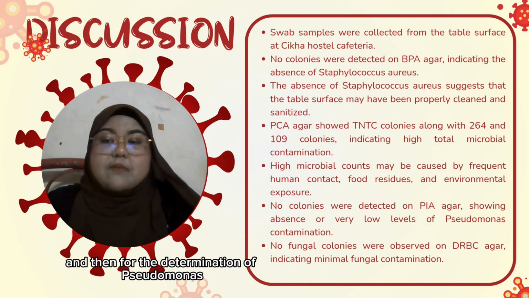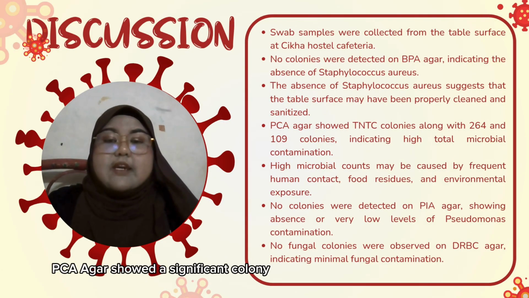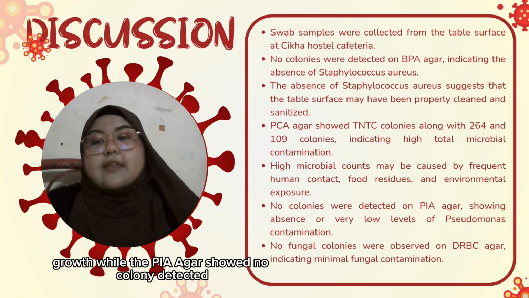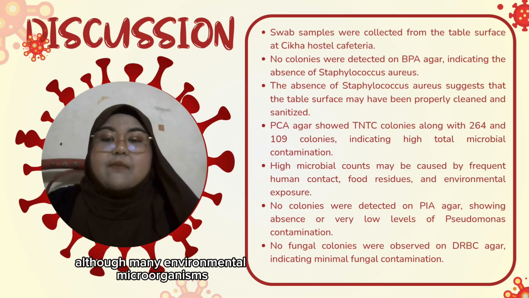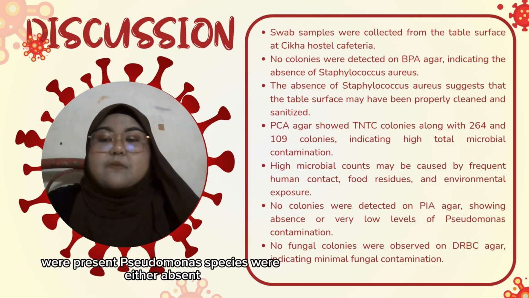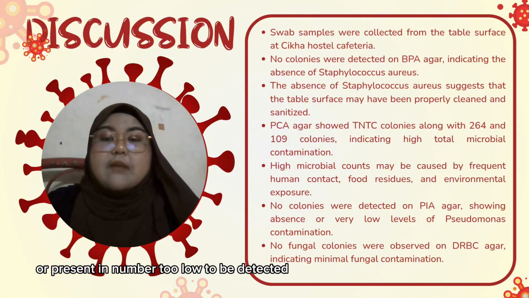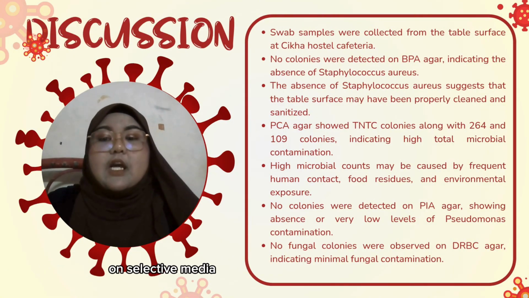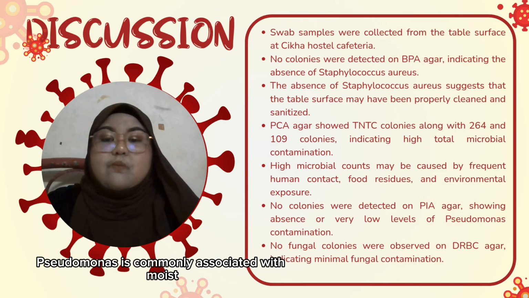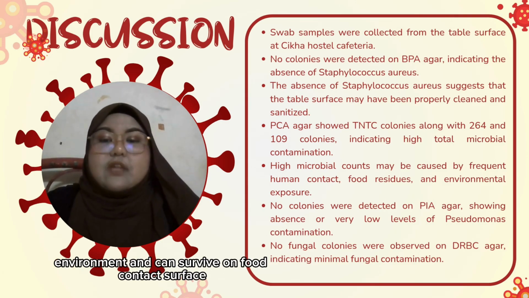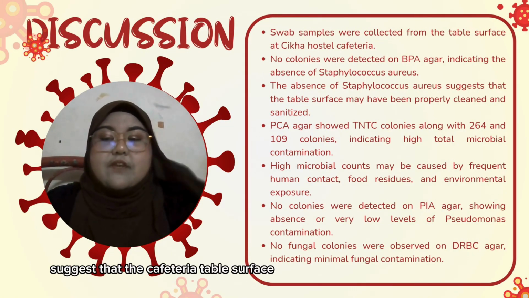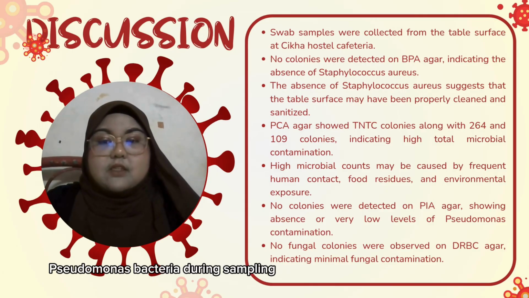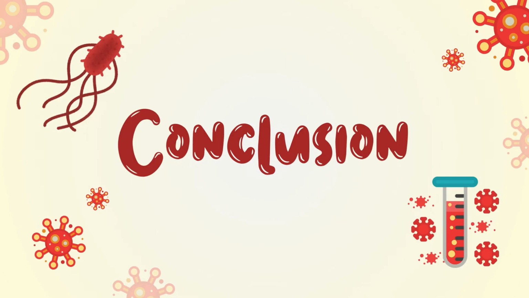And then for the determination of Pseudomonas, the PCA agar showed significant colony growth, while the PIA agar showed no colony detected. This may indicate that although many environmental microorganisms were present, Pseudomonas species were either absent or present in numbers too low to be detected on selective media. Pseudomonas is commonly associated with moist environments and can survive on food contact surfaces when sanitation is poor. The absence of colonies on PIA agar in this experiment suggests that the cafeteria table surface was not heavily contaminated with Pseudomonas bacteria during sampling.